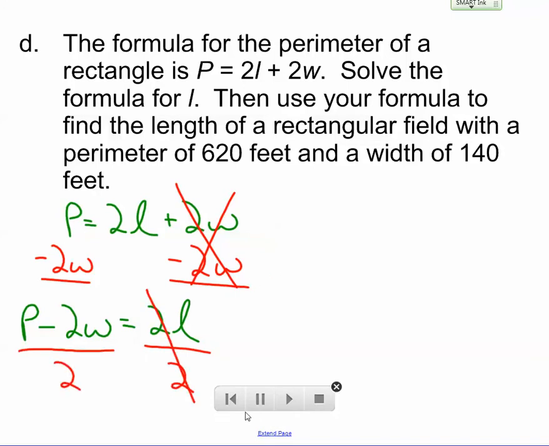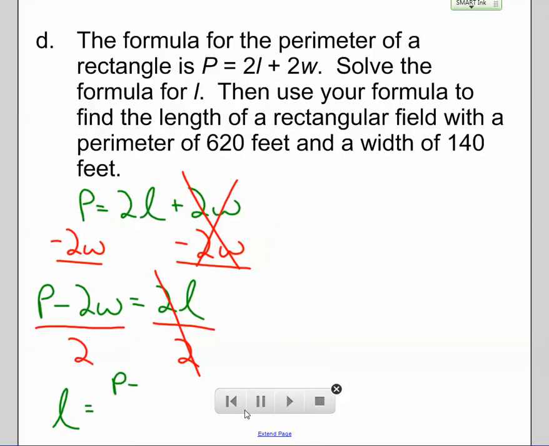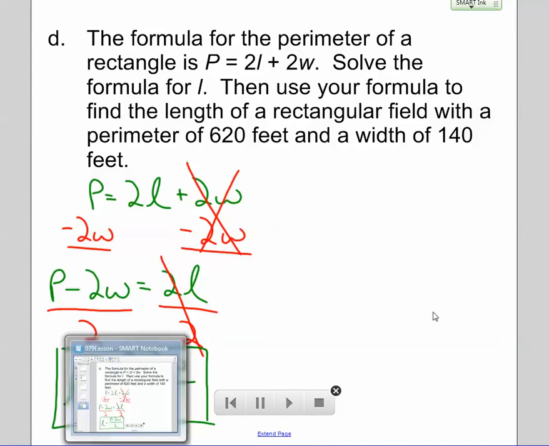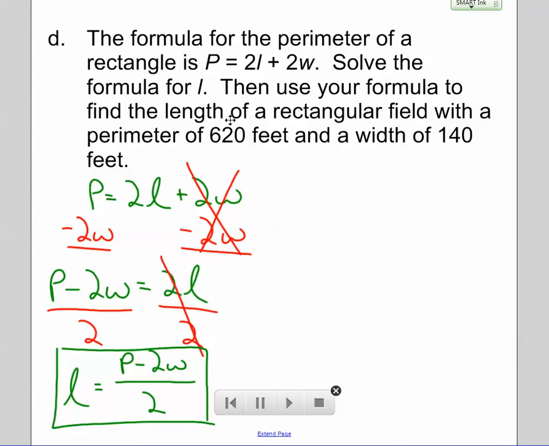So here's what I've got. I've got L equals P minus 2W, all over 2. Little note here, you cannot cancel out those 2's. Can't do that, guys. Okay, now the next thing they ask us to do, so there we've solved the formula for L. Then they ask us to use our formula to find the length of a rectangular field with a perimeter of 620 and a width of 140. So they give us the perimeter and the width, and they want us to figure out this length. Okay, I'll just plug it into my formula.